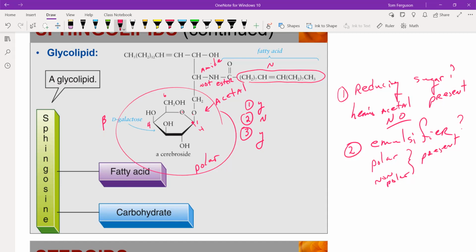That's nonpolar because it's longer than 7. And this is much longer than 7. Oh, yes, this is an emulsifier.